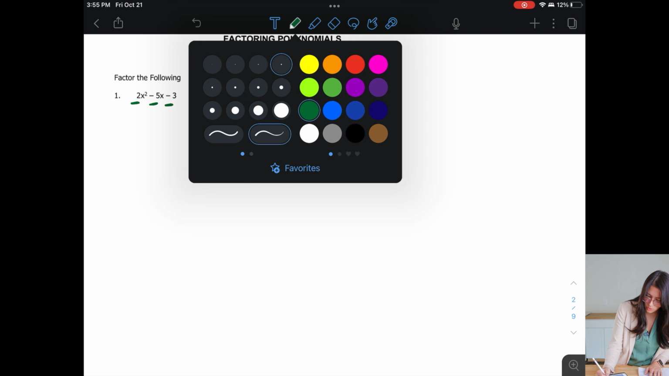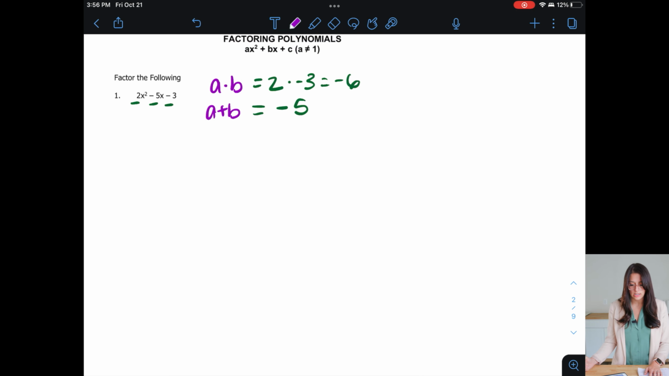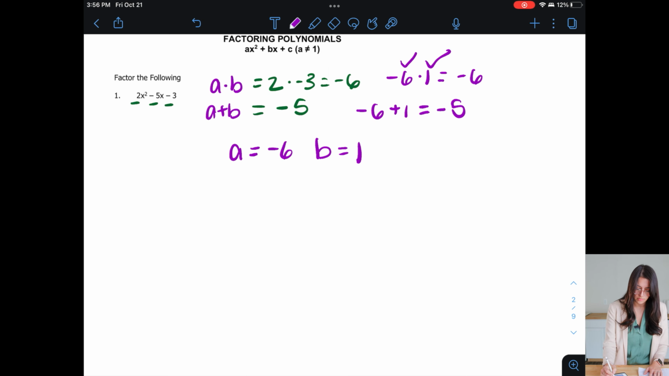Now, what two numbers, when multiplied together, equal negative 6, and when added together equal negative 5? Let's try negative 6 times 1, which equals negative 6, and negative 6 plus 1 equals negative 5. So that checks out. So our a term equals negative 6, and our b term equals 1.